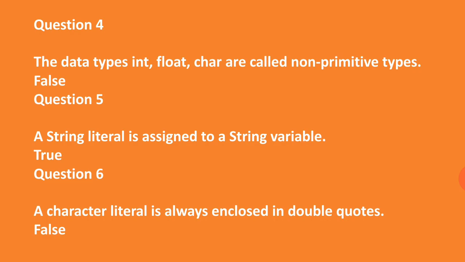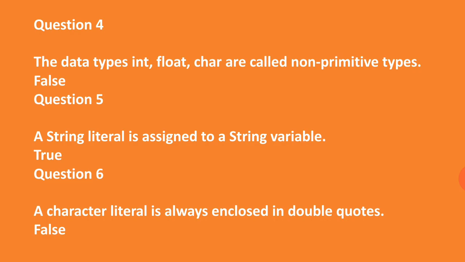Now question number 5: a string literal is assigned to a string variable. That is true, because a string variable can hold only a string literal. That is why it is called a string variable. The data type is String, and you can observe here that the S in String is capital because String is a non-primitive data type, as String is available in Java as a class. So the first letter is capital, right?